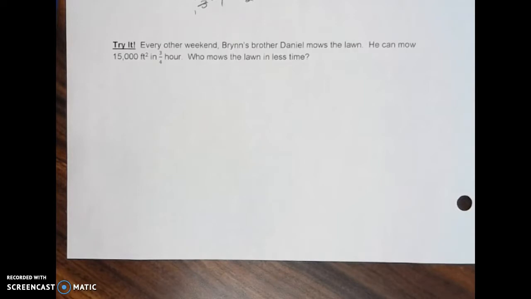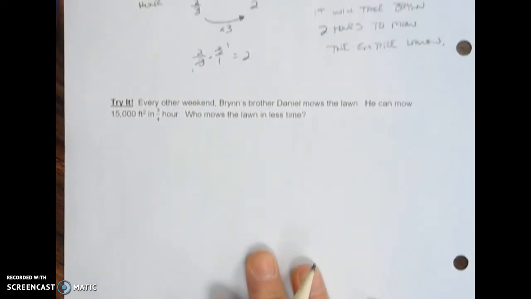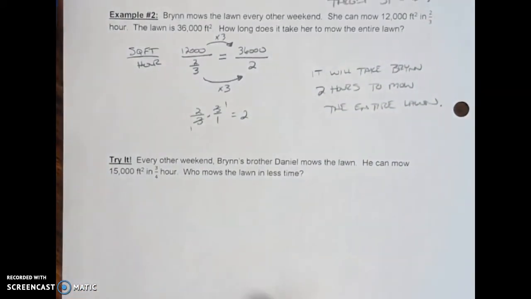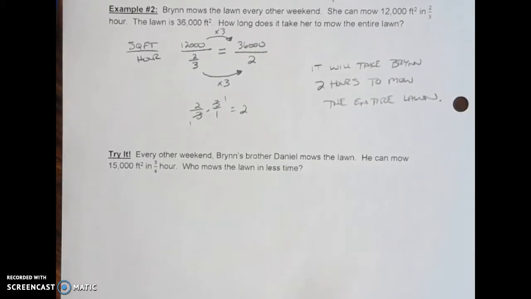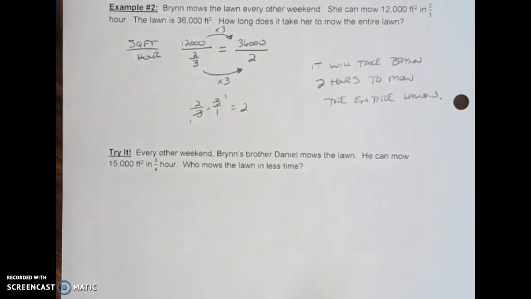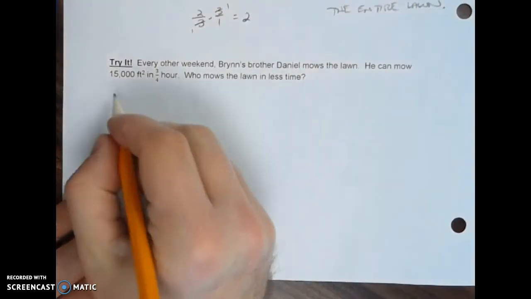In the last problem, we're told that every other weekend Bryn's brother Daniel mows the lawn. He can mow 15,000 square feet in 3/4 of an hour. I want to know who mows the lawn in less time. Okay, and so I'm going to have to use information from the previous part. I know that Bryn mows 12,000 square feet in 2/3 of an hour, and Daniel mows 15,000 square feet in 3/4 of an hour. And so I want to know who mows the lawn in less time, so I'm going to find their unit rate in square feet per hour. So I'm going to start with Bryn.